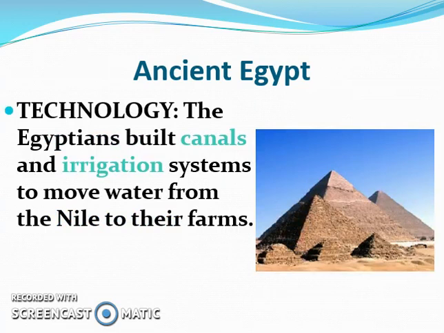In terms of technology for ancient Egypt, they did build canals and irrigation systems. So again, with the irrigation systems, the ability to get water to the farmland to make sure that the crops do grow. Without crops, you do not have food. Without food, you do not have a civilization. So irrigation systems were very, very important at this point in history.